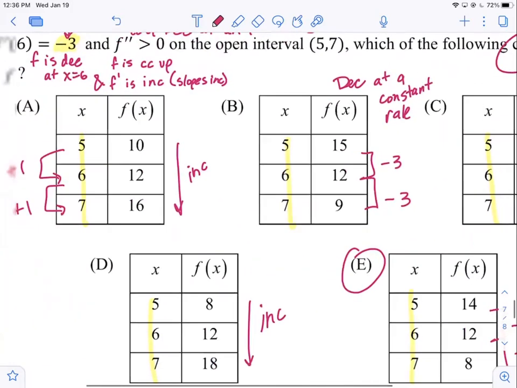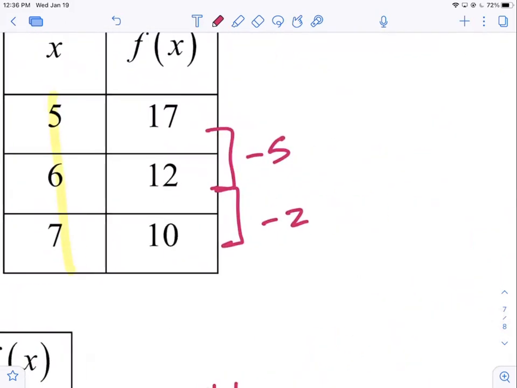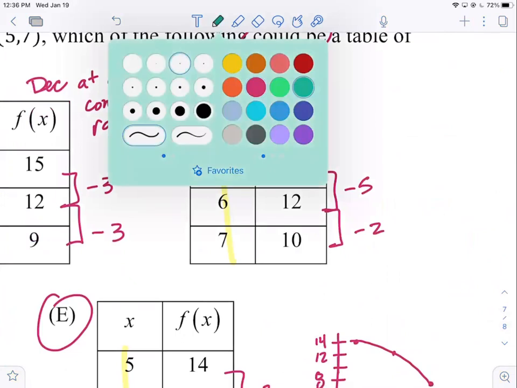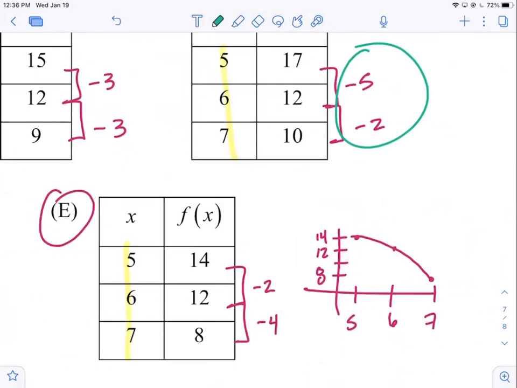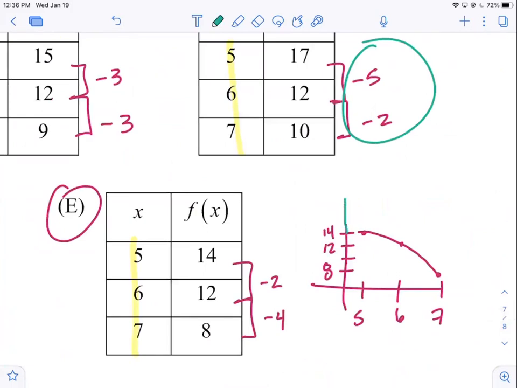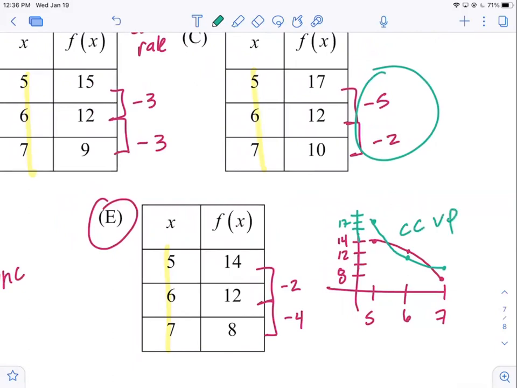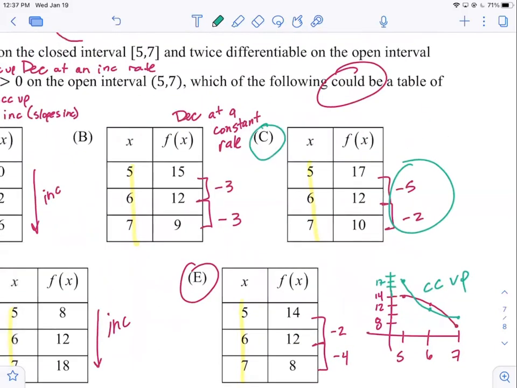Whoa, well, let's look at this one over here. Where was the other one? -5, -2. Let's plot those. I'll use a different color. -5 is 17, 14. So we've got to count by the same. 8, 10, 12, 14, 16, 18. Here's 17. So that would be that one. And then 12 would be this one. And then 10 would be this one. That one's doing this. Is that concave up like we want? Oh, so guess what the answer is? C.